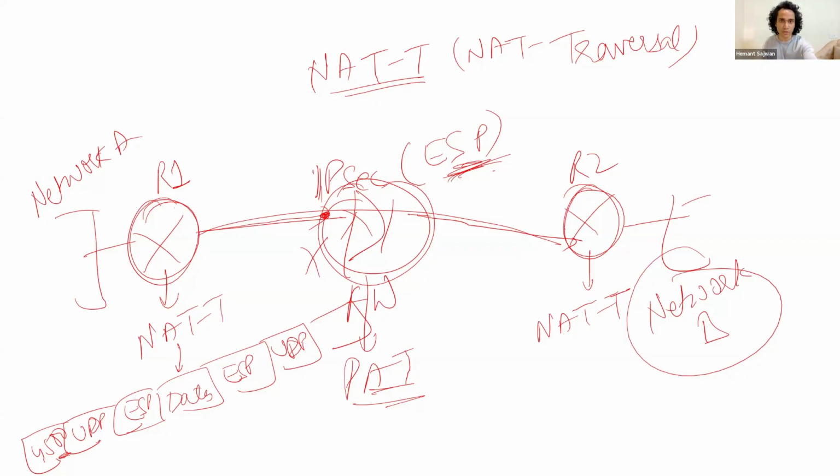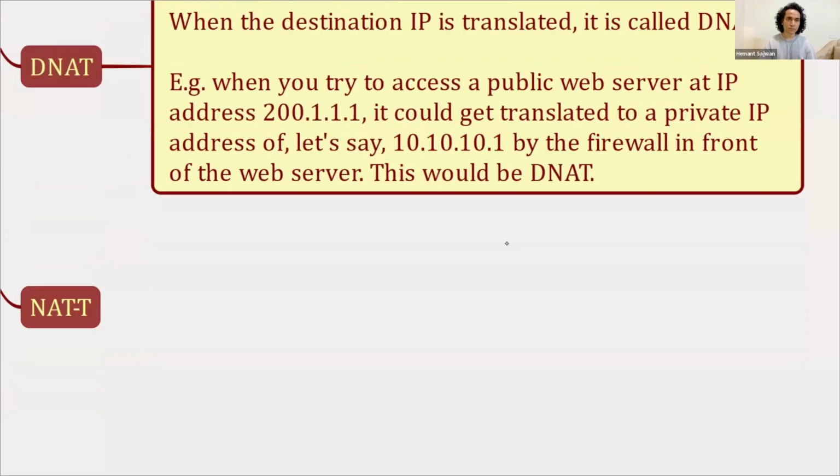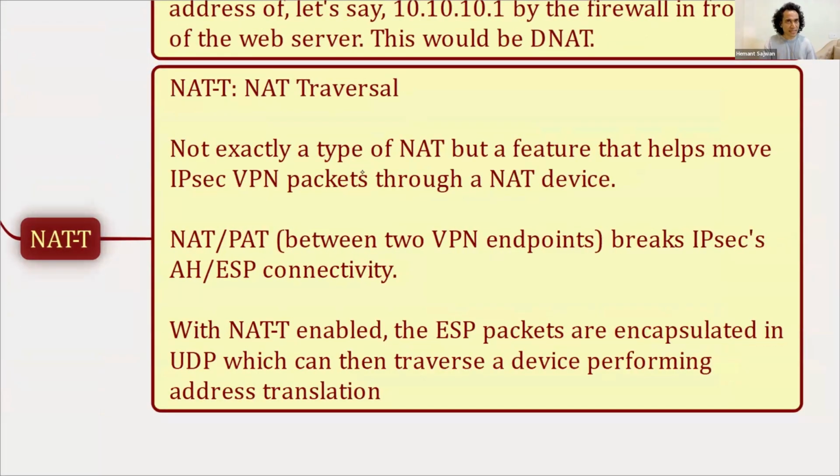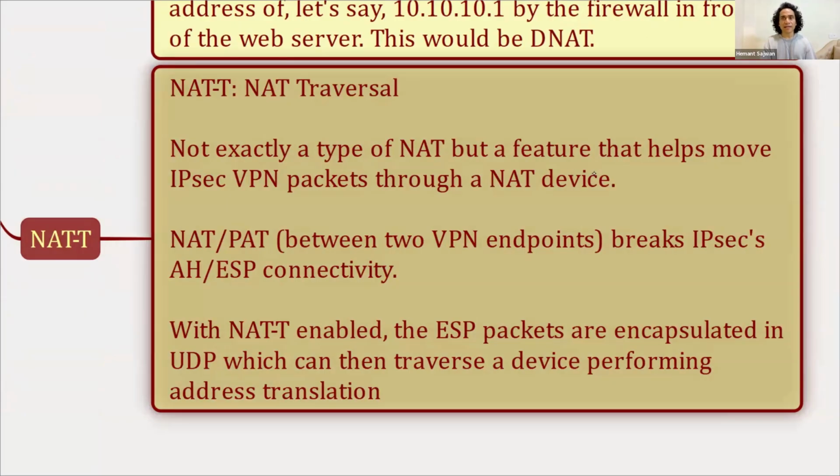NAT Traversal. So let's go to the mind map here. NAT Traversal, not exactly a type of NAT, but a feature that helps move IPsec VPN packets through a NAT device. NAT PAT between two VPN endpoints breaks IPsec AH or ESP connectivity. AH is another protocol that is used by IPsec. With NAT-T enabled, the ESP packets are encapsulated in UDP, which can then traverse a device performing address translation. That is NAT-T. All right.